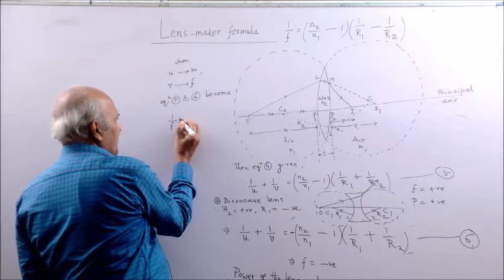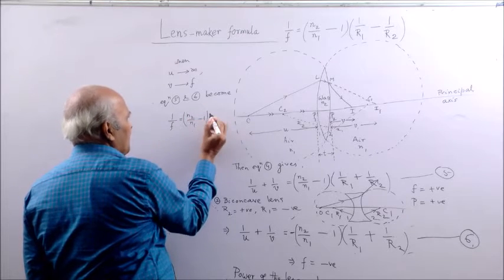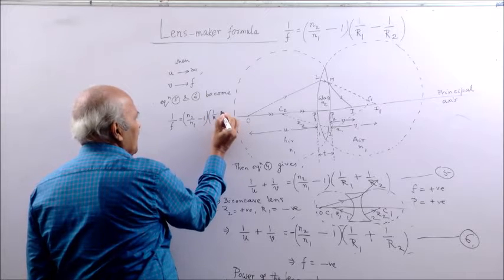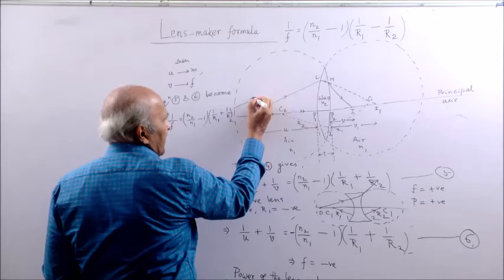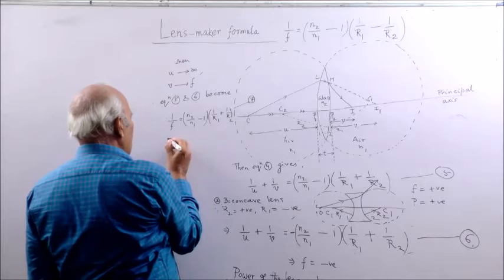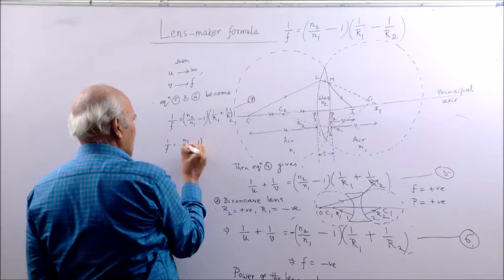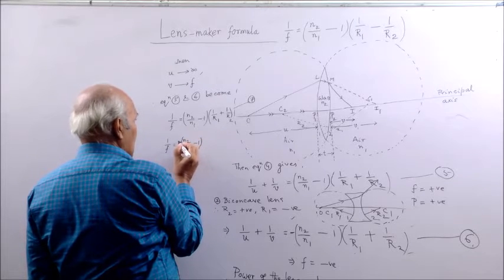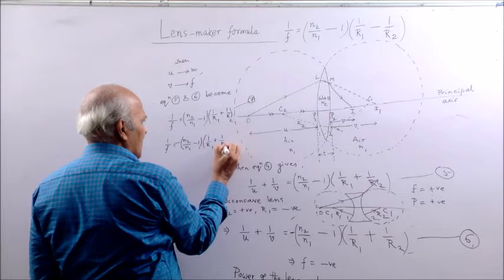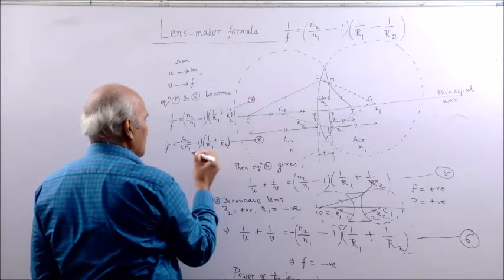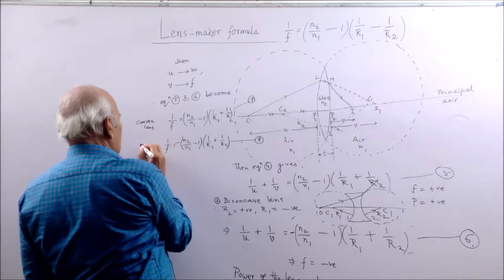1 by f is equal to n2 by n1 minus 1 into 1 by r1 plus 1 by r2. This is for the convex lens, say 7, and for the concave lens it is with a minus sign, 1 by r1 plus 1 by r2. This is for the concave lens. This is for the convex lens. This is for the concave lens.